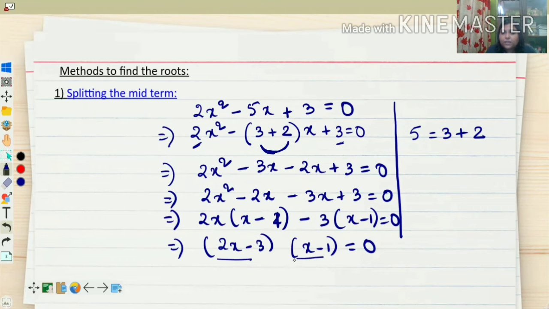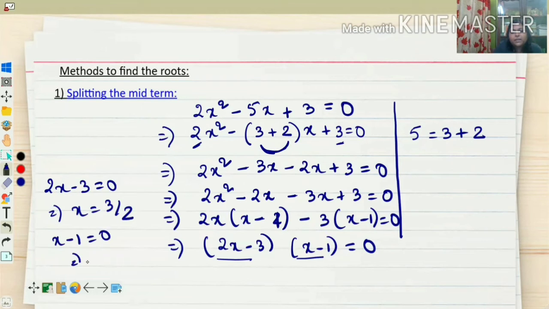Now if we equate these factors to 0, we will get the roots. So I am doing it here. 2x minus 3 equal to 0 gives x equals 3 by 2, and x minus 1 equals 0 gives x equals 1. So x equal to 1 and 3 by 2 are the roots of the given quadratic equation. Okay, I think it is clear to you now.